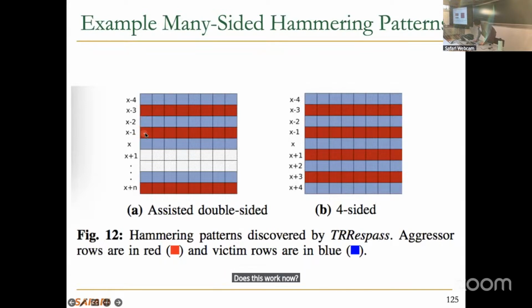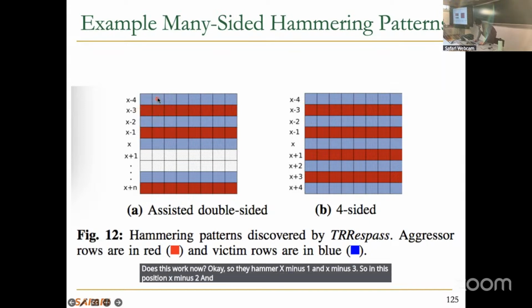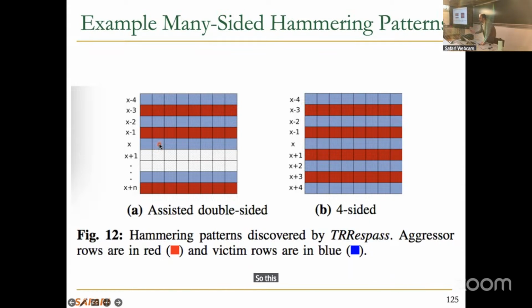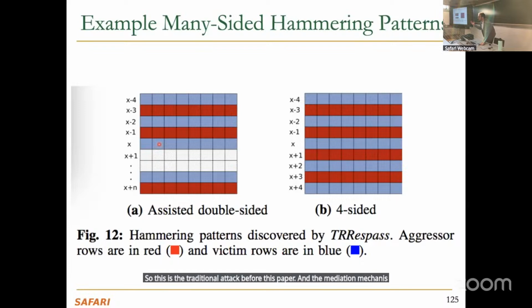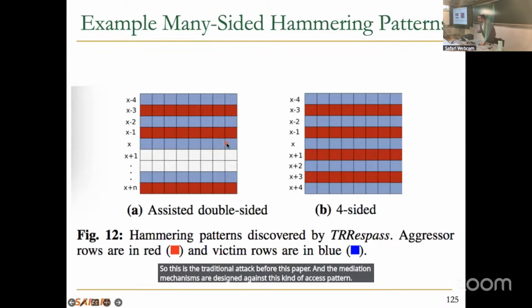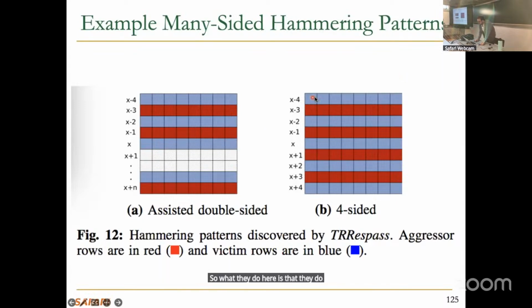Okay, so they hammer x-1 and x-3 to induce bit flips in x-2, and they end up disturbing x-4 and x as well, right? So this is the traditional attack before this paper, and the mitigation mechanisms are designed against this kind of access pattern. So what they do here is that they just go in alternating manner, like this.